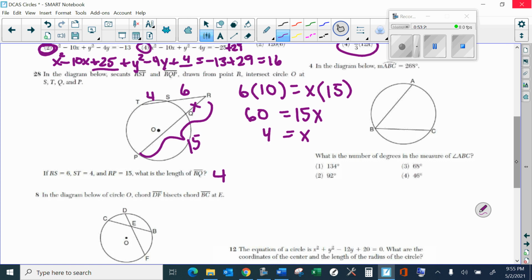4. What's the measure of the angle? The measure of arc ABC is 268 degrees. So I subtract that from 360, and I get, let's see, 100 minus 8 is 92 degrees right there, and half of 92 is 46. It's an inscribed angle. Okay.